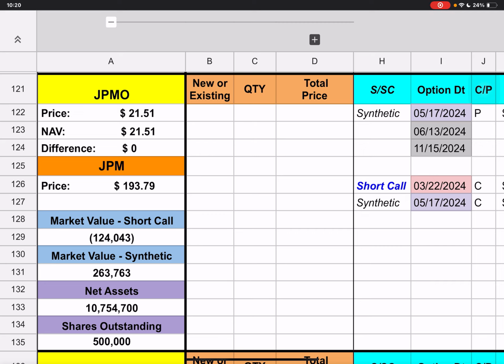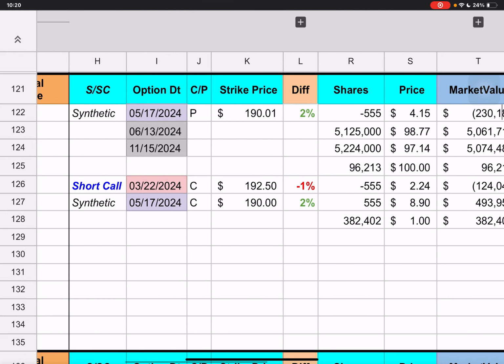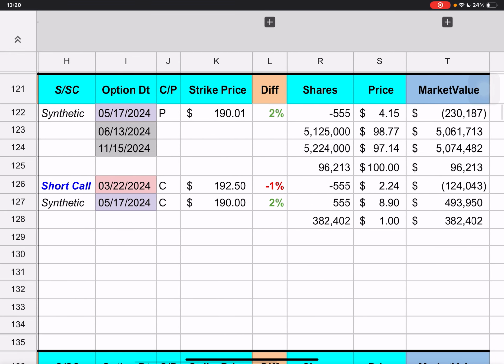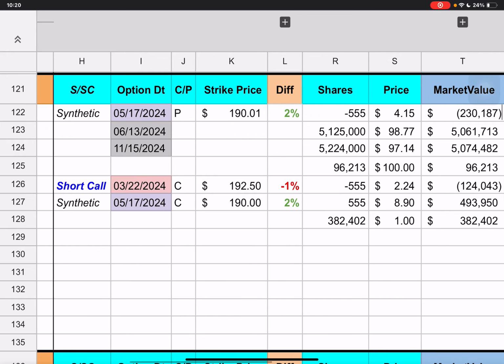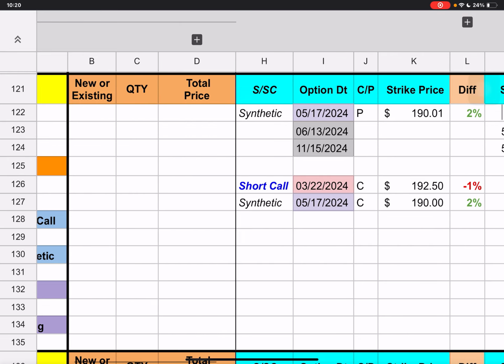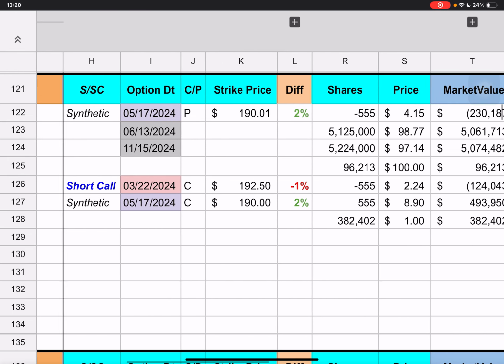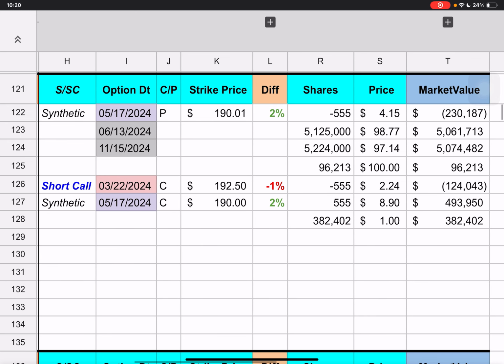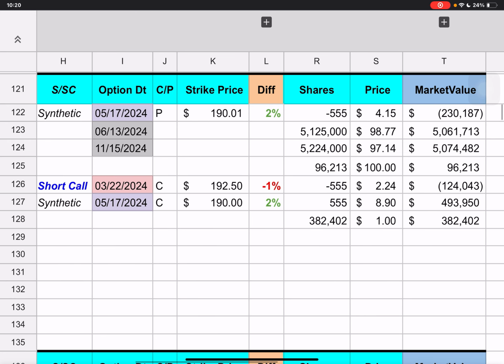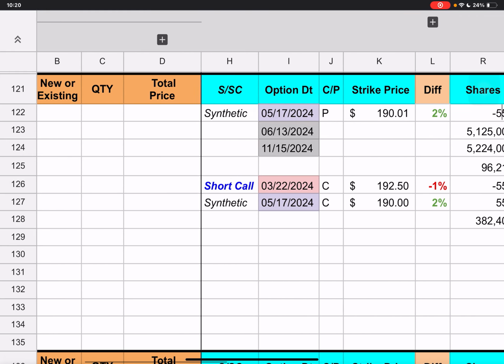JPMO closed at 21.51. JPM closed at 193.79. No trades for today. Our short call strike price is 192.50, so we're over that by $1.29 or 1%. And then our synthetic looks good, meaning it's in the green.